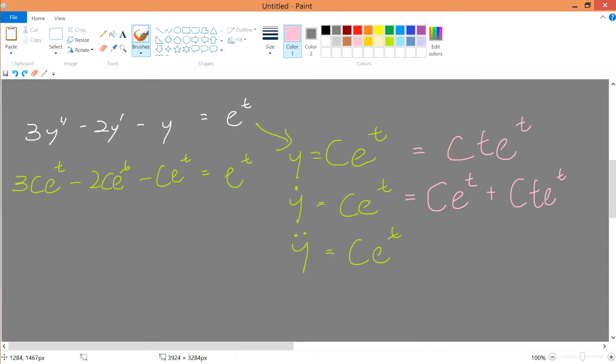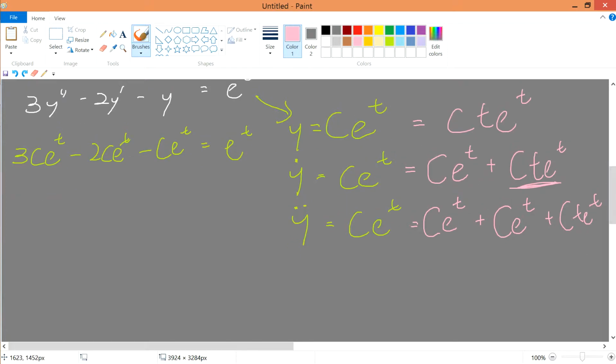Now, if I differentiate again, I would have Ce^t, because this is just differentiating, plus another Ce^t plus Cte^t, because we know that this thing comes to here. So this thing is equal to this one also. It's just like a loop. And therefore now we can just sub in all of these terms and let's see what the final thing is.